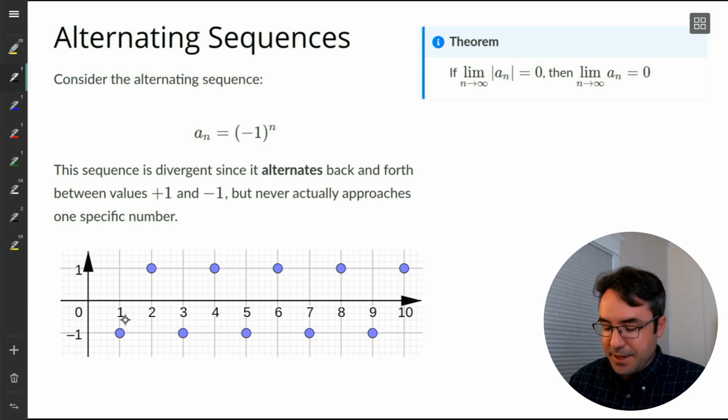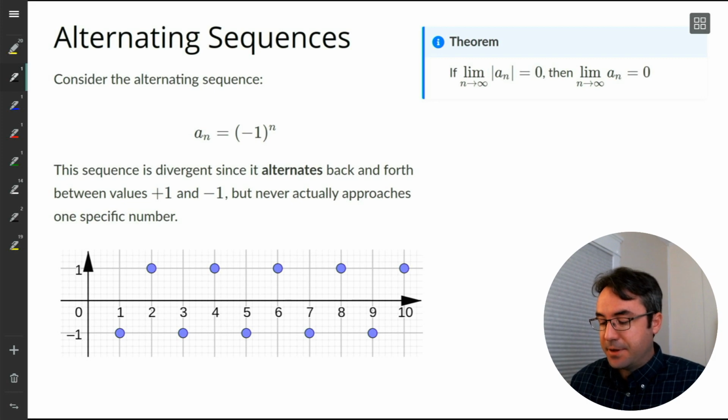So you can see here we have it graphed here, and it just alternates. The first term is -1, the second term is +1, the third term is -1. It just keeps going like that, alternating back and forth between those -1 and +1 values. And it never actually approaches one specific number, so it diverges.